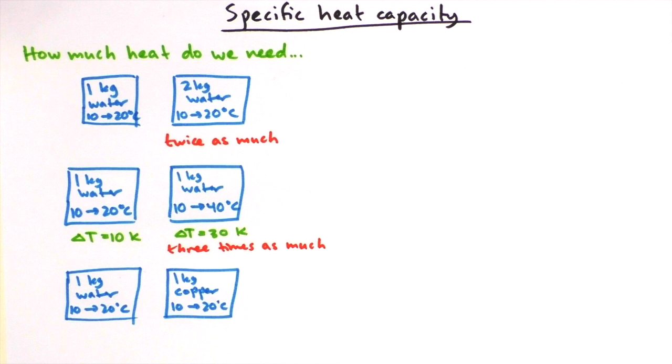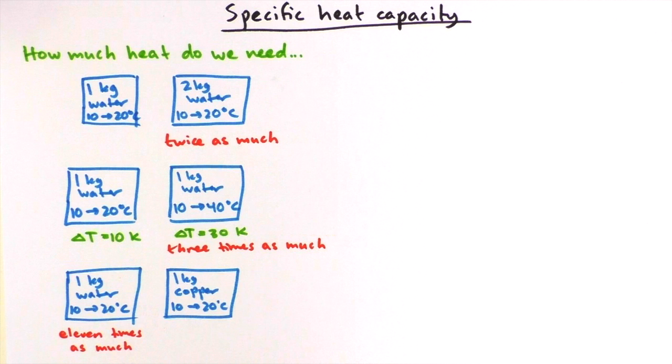And you're not expected to know what the difference is, but it turns out that 1 kilogram of water uses up 11 times as much heat to heat it up from 10 to 20 degrees than 1 kilogram of copper. And that's because of their difference in specific heat capacity.